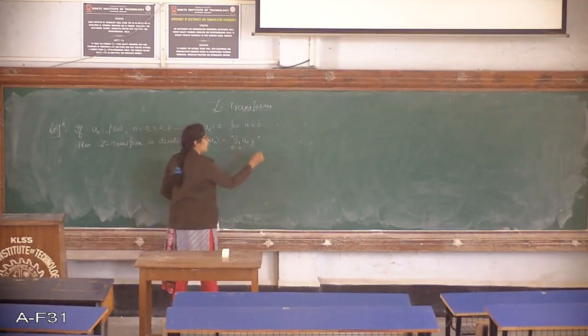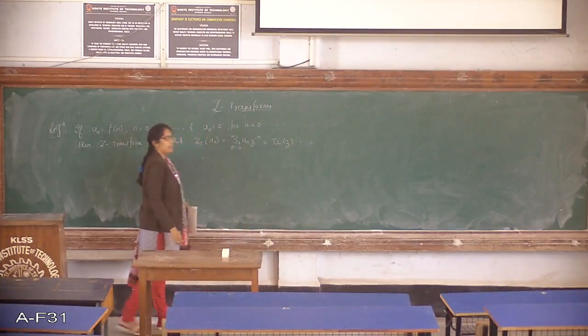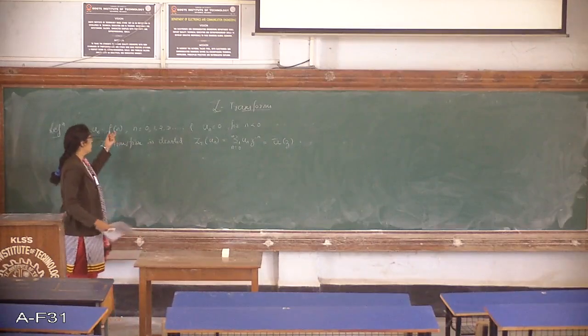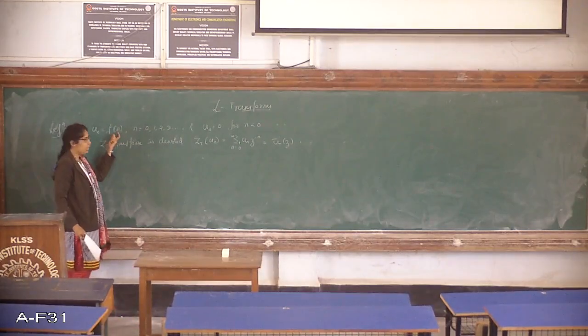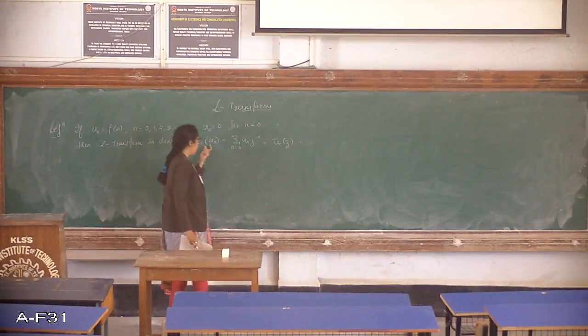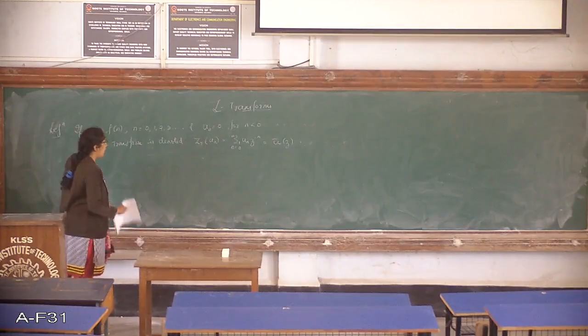Now you can see that this will be nothing but a function of z, that is, I can write it as u bar of z. That is, I had a function in terms of n, which is now converted to a function of z when we have applied the Z transform on the function of n.